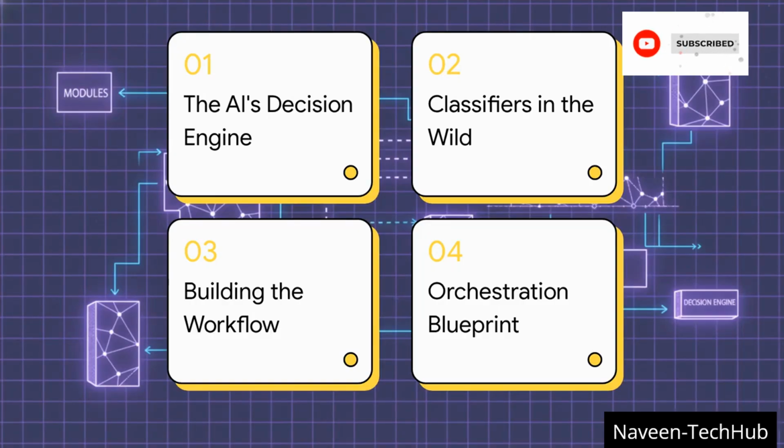So here's how we're going to break it all down. First, we'll look at the AI's decision engine itself. Then, we'll see some of these classifiers out in the wild. After that, we'll get our hands dirty and see how to build the workflow. And finally, we'll see how this one small piece fits into the huge orchestration blueprint of an entire AI system.